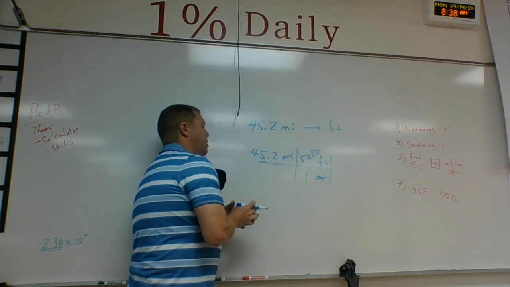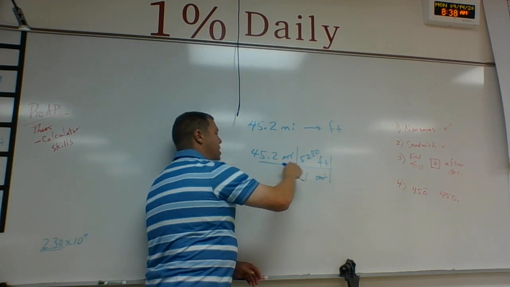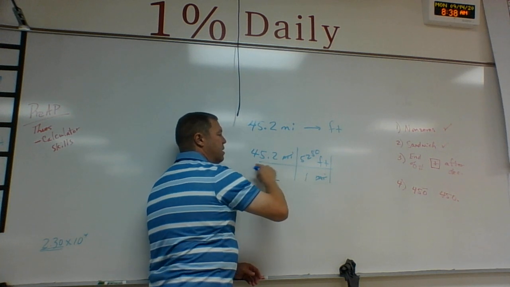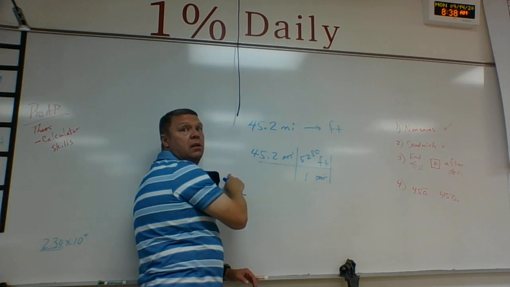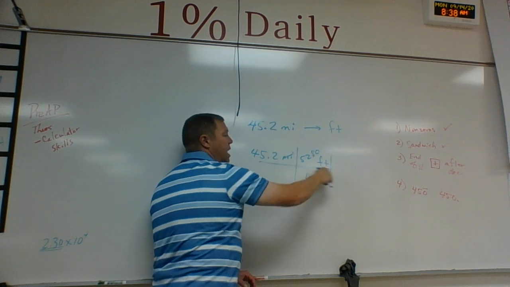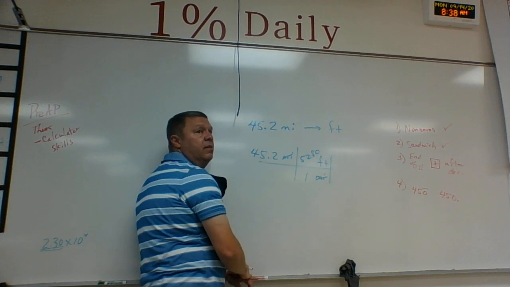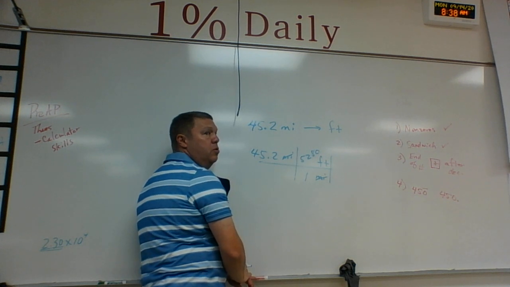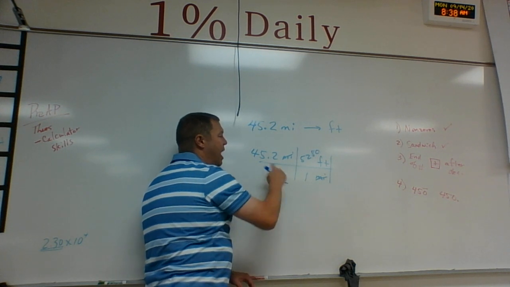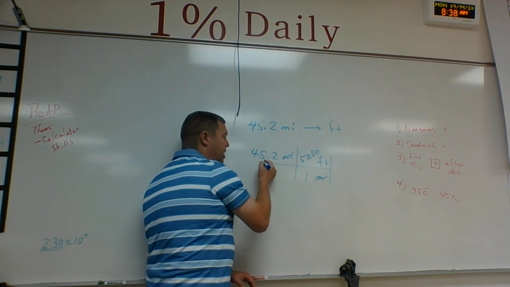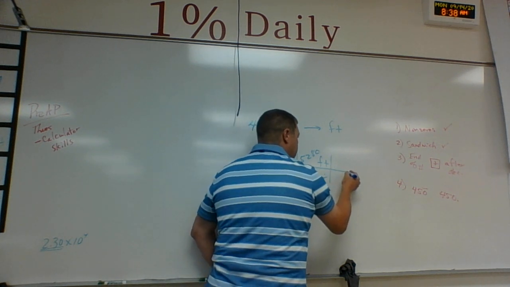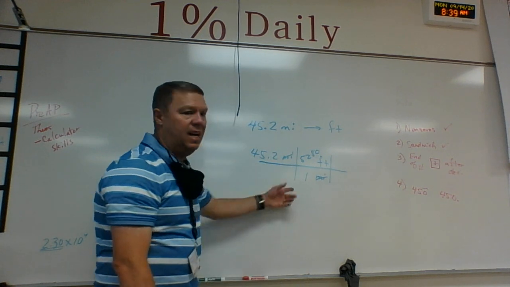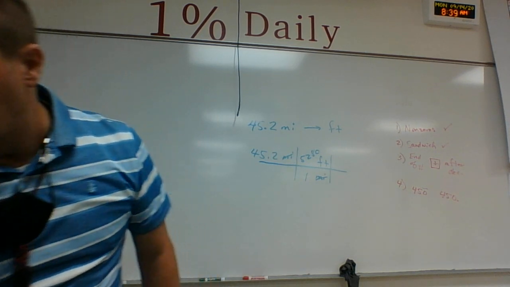Now, what's that line really mean? Mathematically? Does that multiply? What does that line mean? That line means divide. So I have 2 numbers on top sitting next to one another. What do you do with those? Multiply, and then you divide by what's on the bottom. This is a division line. So it's going to be 45.2 times 5280 divided by 1.